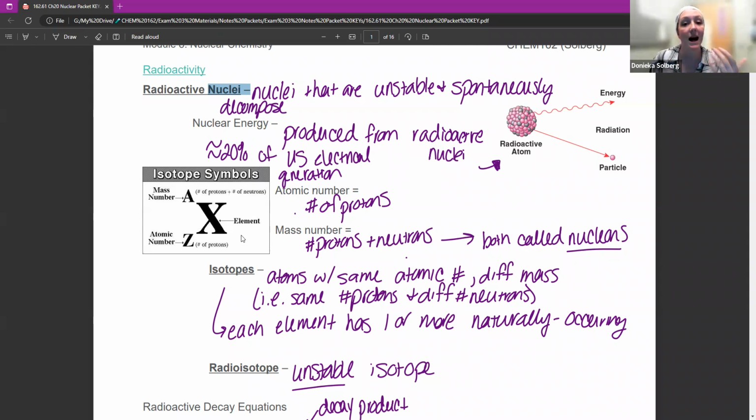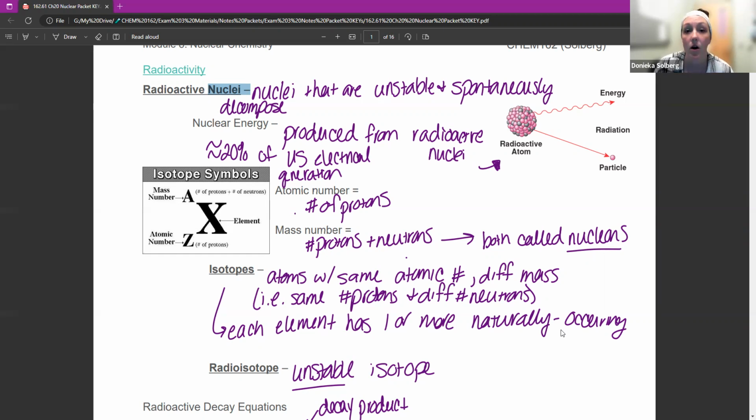So I mentioned isotopes. Isotopes are atoms that have the same atomic number, meaning the same number of protons, but different masses, meaning they have different numbers of neutrons. If they have the same protons, they're the same element because the atomic number tells you what the element is. But they can have different masses, which is why on the periodic table you get those average masses. That's why there are decimals: there are different isotopes of different elements, and those are weighted averages. So each element on the periodic table has one or more naturally occurring isotopes.